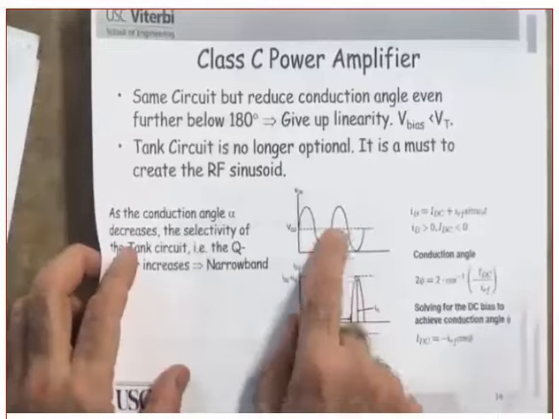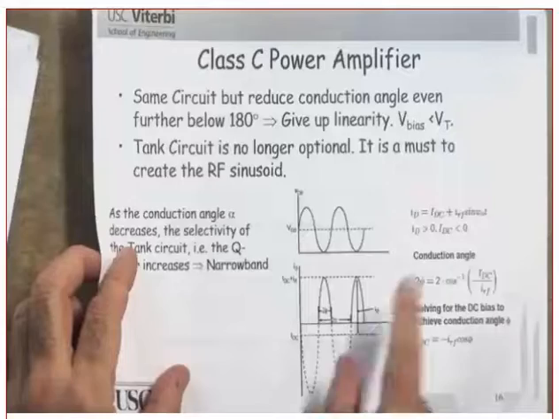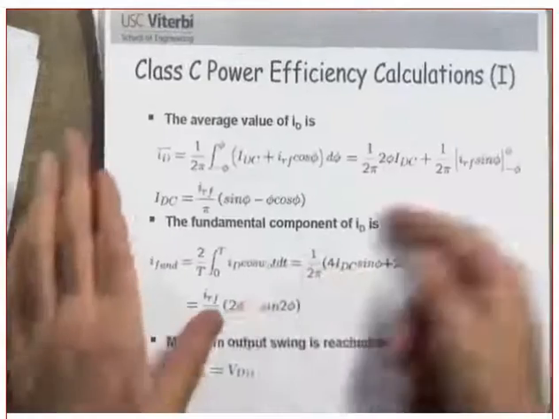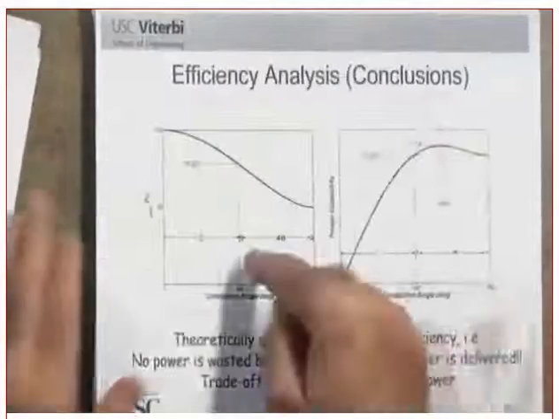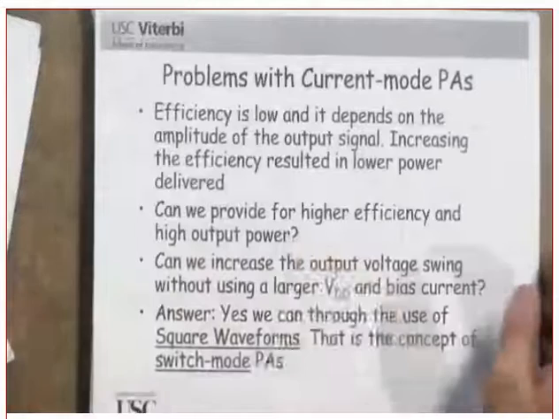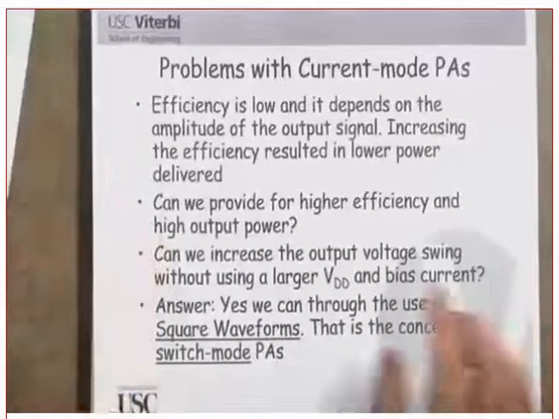Now, the voltage is still what? It's still a sinusoid. That's the voltage. But the current is no longer a sinusoid. This equation, I just showed you this, all of this here. And this is the efficiency curve that I just showed you. Okay. And this is the problem that I just explained to you.